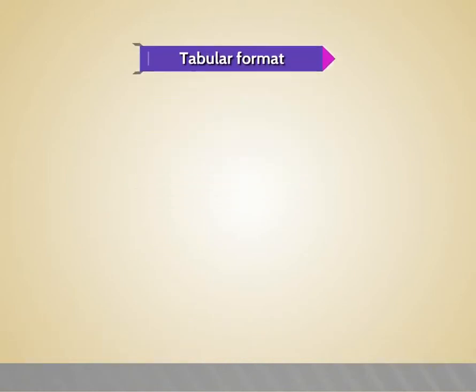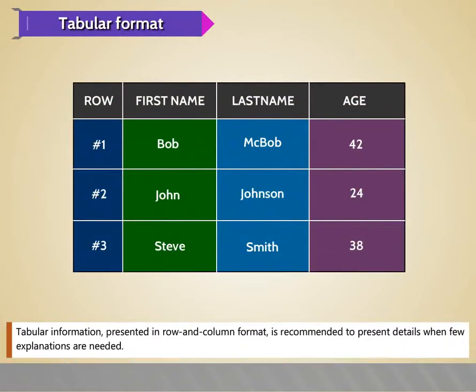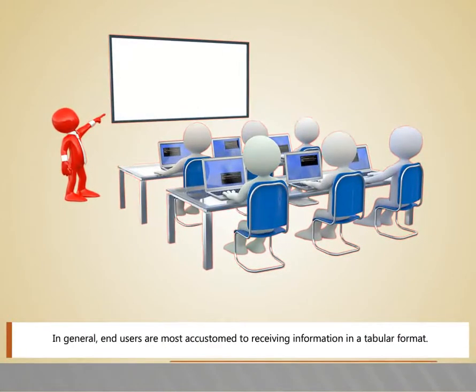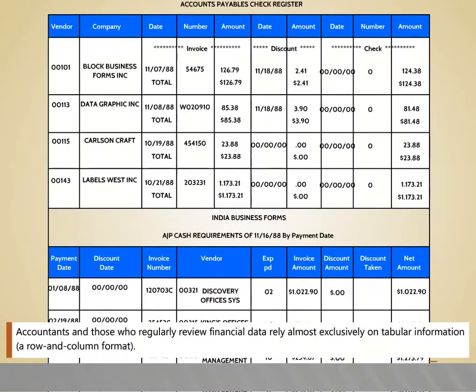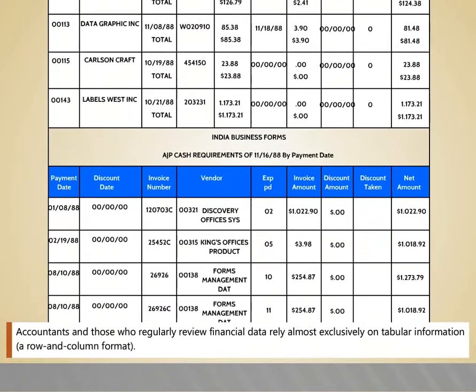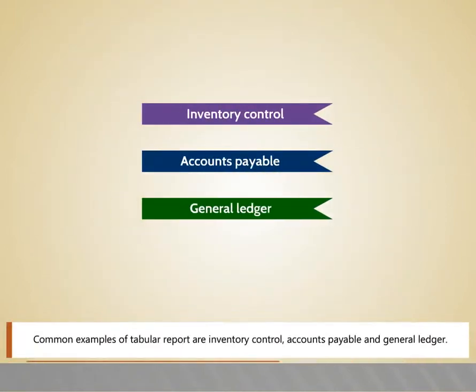Tabular format. Tabular information presented in row and column format is recommended to present details when few explanations are needed. In general, end users are most accustomed to receiving information in a tabular format. Accountants and those who regularly review financial data rely almost exclusively on tabular information, a row and column format. Common examples of tabular reports are inventory control, accounts payable, and general ledger.